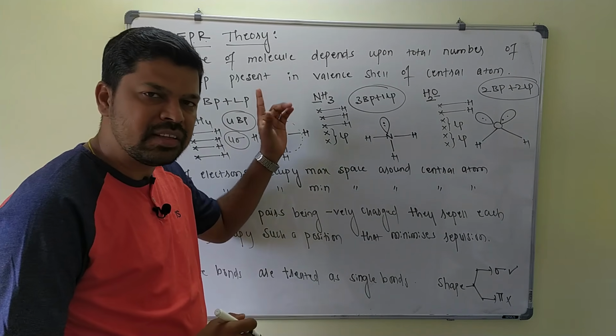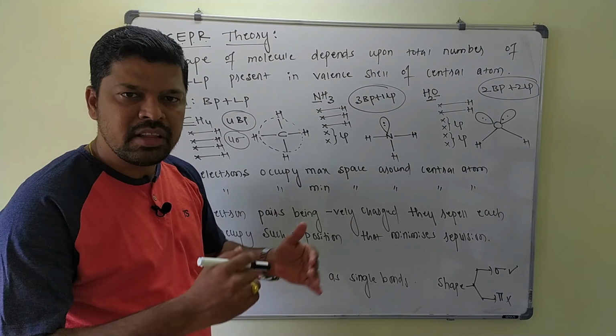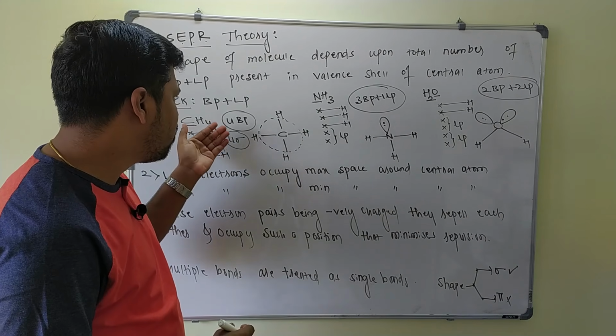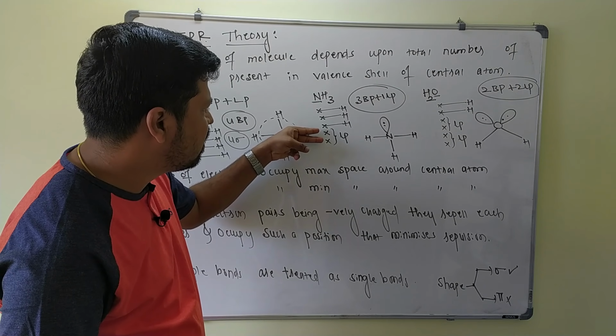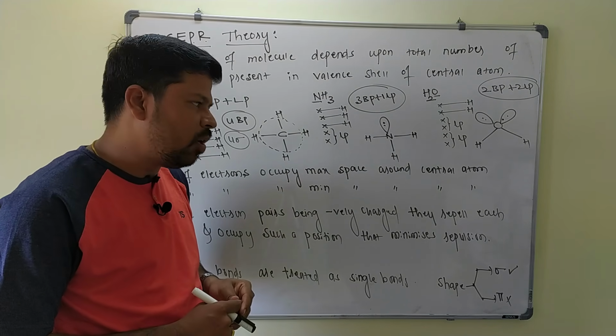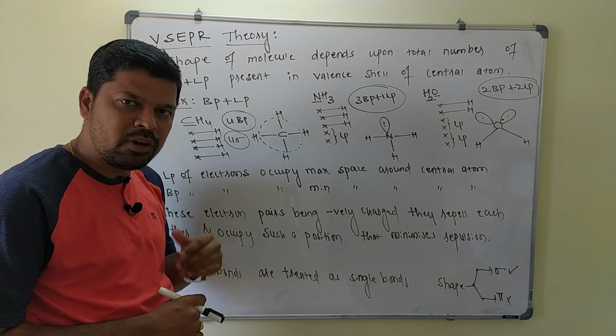First, you identify the central atom, then find the number of valence electrons in the central atom, then utilize those electrons for bond formation with the surrounding atoms. How many are left in a non-bonded situation? Those are taken as lone pairs of electrons. This is how you can calculate the total number of bond pairs and lone pairs of electrons.